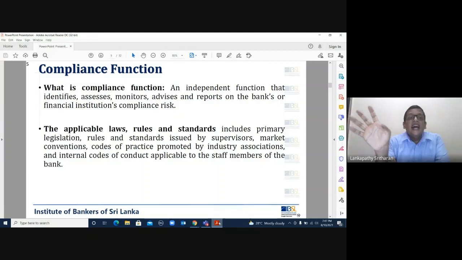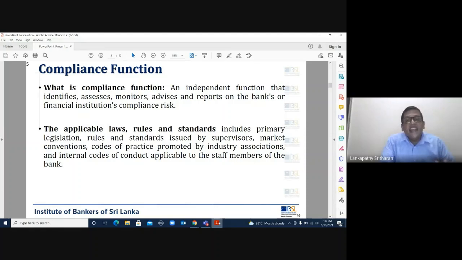Okay. Then you may ask that we are talking about the applicable laws. Compliance risk is considering non-compliance of applicable laws and regulations and all. So what may be these laws and regulations standard? It may be primary legislation. In case of banks, the Banking Act will be the primary legislation. In case of finance companies, the Business Finance Act may be the primary legislation.